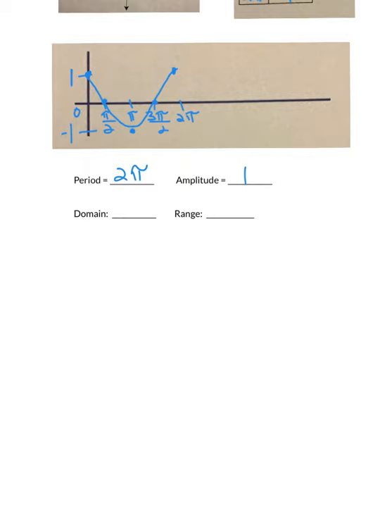Remember, amplitude's always positive. The domain: as we go to the right and left, this thing would go on forever, so it's all real numbers, which we write -infinity to infinity. And the range, from the lowest to the highest: the smallest we went was -1, the highest we went was +1. Both of those are included, so we put square brackets.